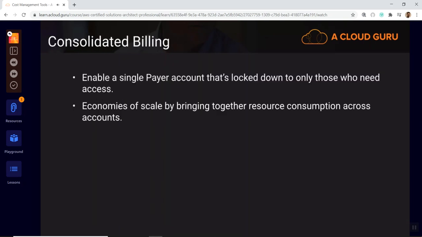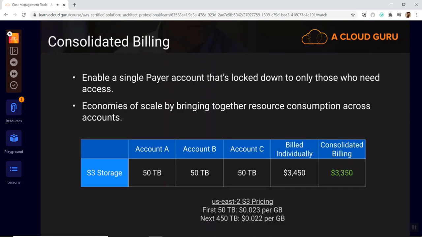We also have something called consolidated billing, and that allows a single account to be set up as the payer for multiple accounts. And the benefit here is that you're going to realize some economies of scale by consolidating your costs. Let's look at an example. Let's say we had three accounts, and each of these accounts has 50 terabytes of S3 storage that they have to pay for each month. If those were billed individually, we'd end up paying $3,450.